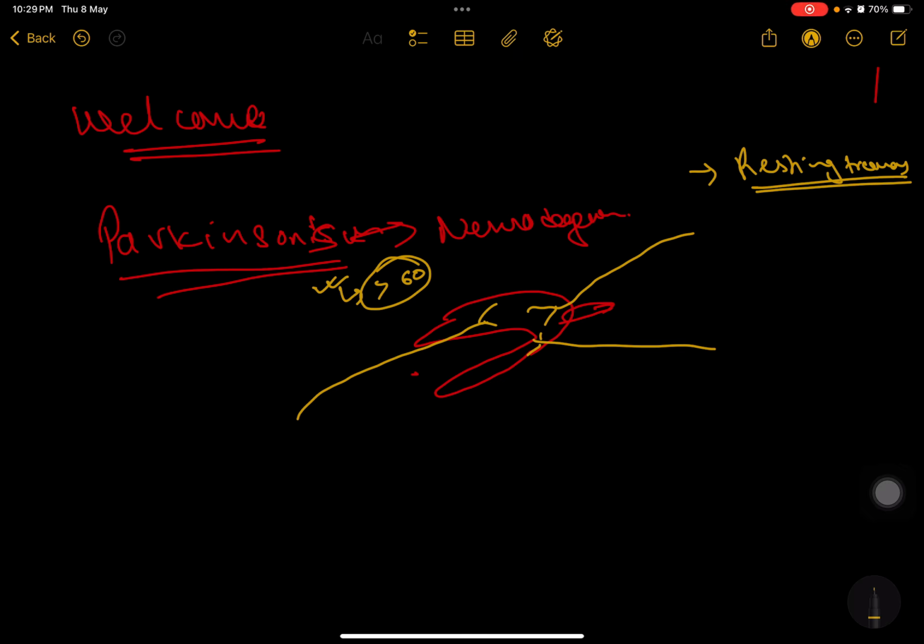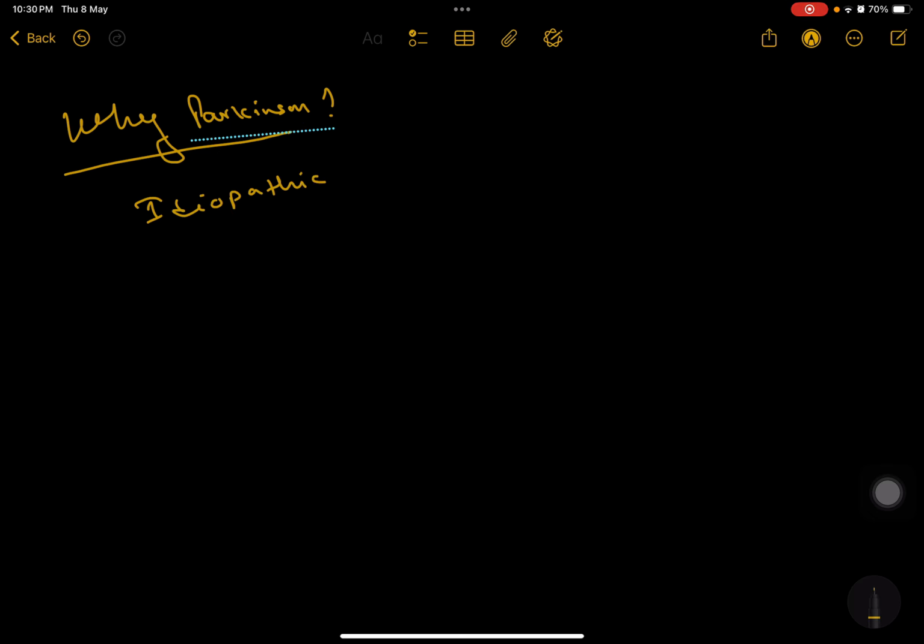Now, the etiopathogenesis: why would there even be Parkinson's disease? Parkinson's happens for an idiopathic reason. We basically don't know the reason for Parkinsonism. Secondly, there is a genetic factor.